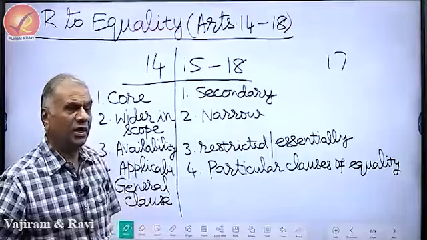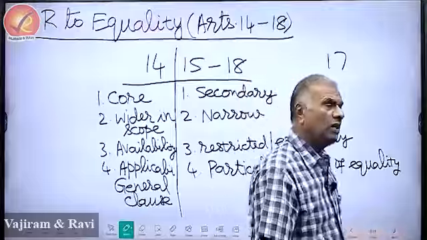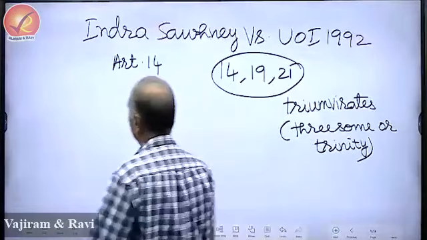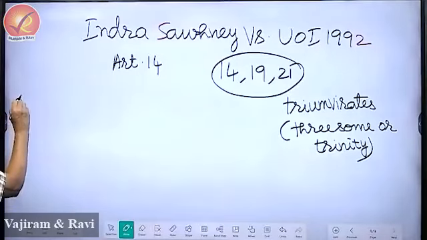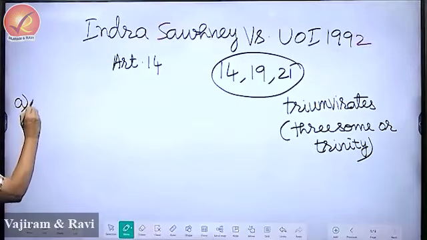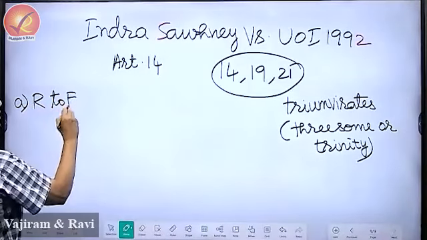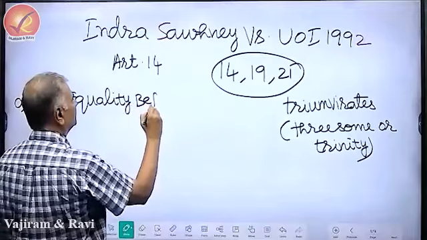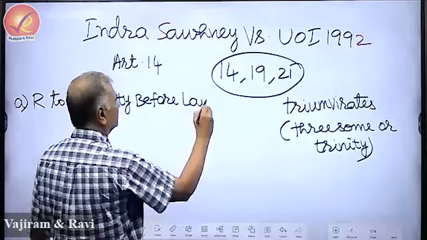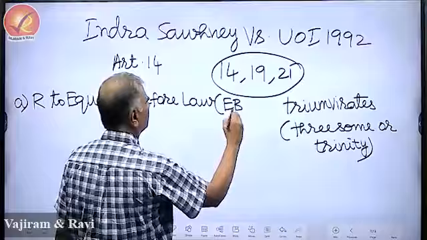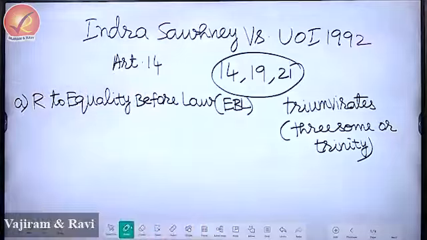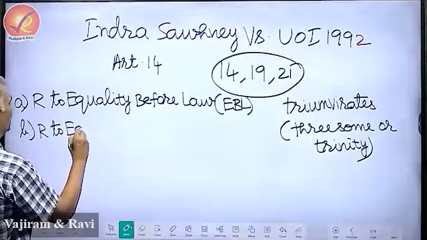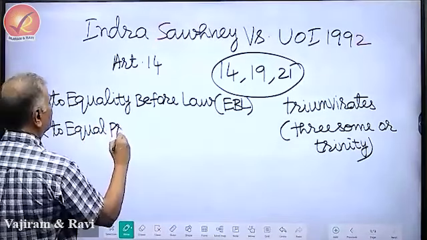Right. Now the next is, what kind of right to equality does Article 14 confer on us? Article 14 confers two types of right to equality: the right to equality before law, and second, the right to equal protection of the laws.